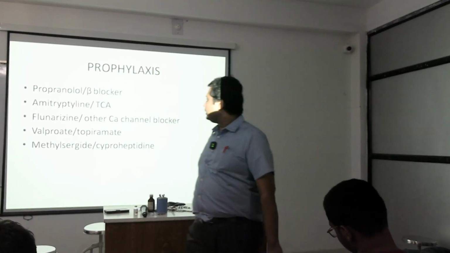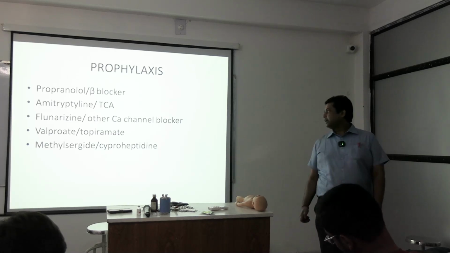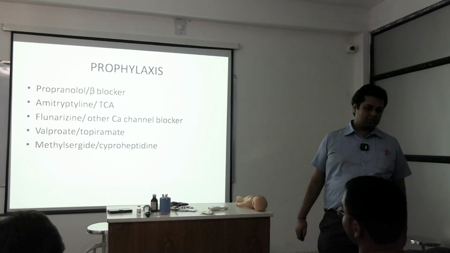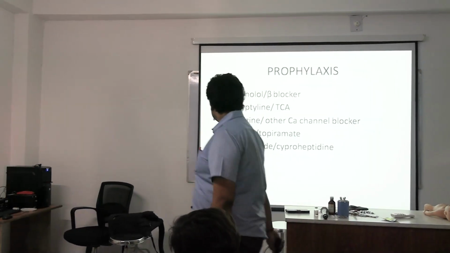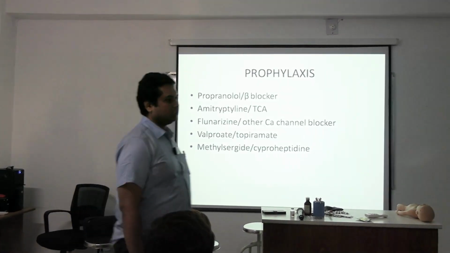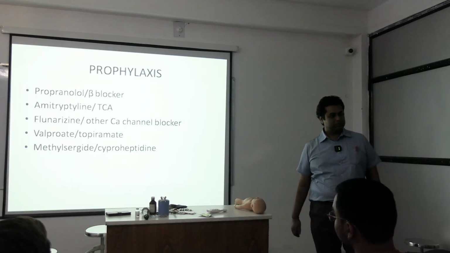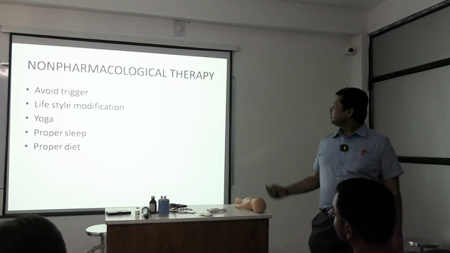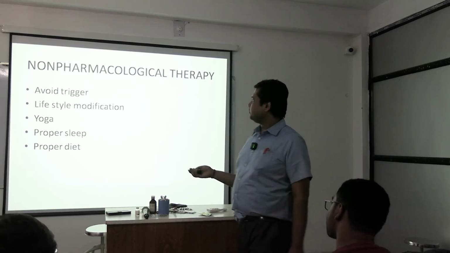Then amitriptyline, a tricyclic antidepressant. Then flunarizine, a calcium channel blocker. Valproate, topiramate. What are these? Valproate and topiramate are anti-epileptic. Okay, methysergide, cyproheptadine. Methysergide is an ergot alkaloid. So these are used for prophylaxis. How they act as prophylaxis is a mystery, but they are very effective as prophylaxis. So non-pharmacological therapy: avoid trigger, lifestyle modification, yoga, proper sleep, proper diet.